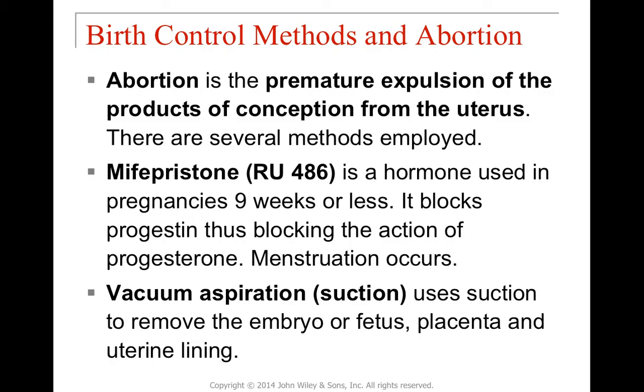So mifepristone is a hormone that's used in the early stages of pregnancies, about 9 weeks or less. And it's going to just cause menstruation. And then a physical abortion usually uses a vacuum, so a suction aspiration to be able to remove the embryo or the fetus, and generally also the placenta and the uterine lining.